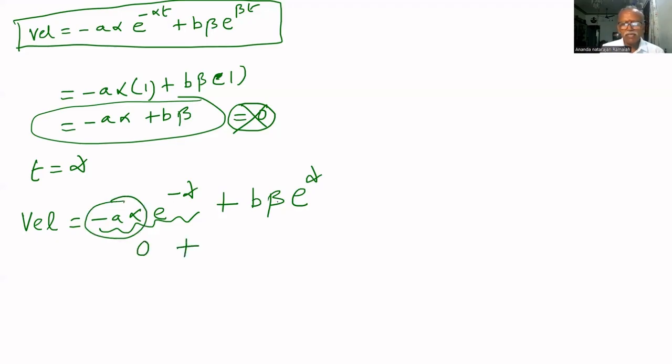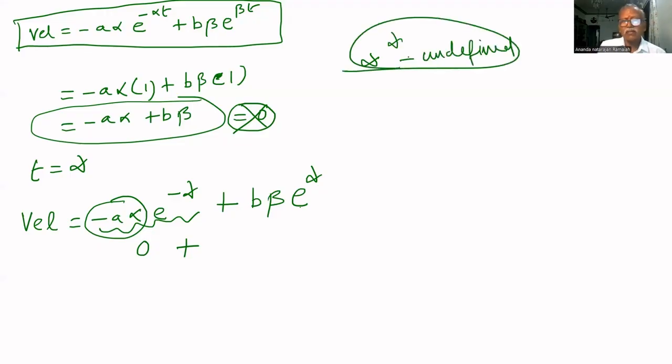Plus b beta e power infinity. Anything to the power infinity equal to infinity, except infinity. Infinity power infinity is undefined, that you should not tell. Any number, e is one number, to the power infinity means that is infinity. Therefore, velocity equal to infinity. When t equal to infinity, velocity is infinity.